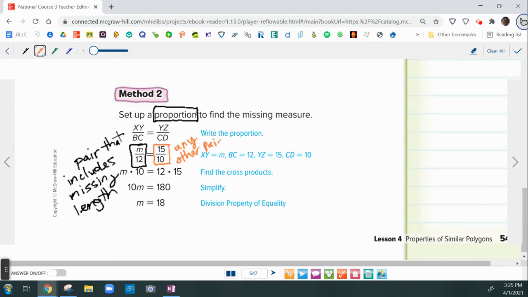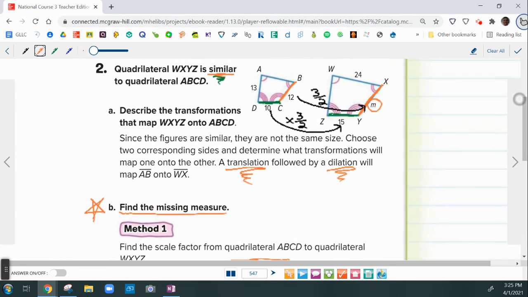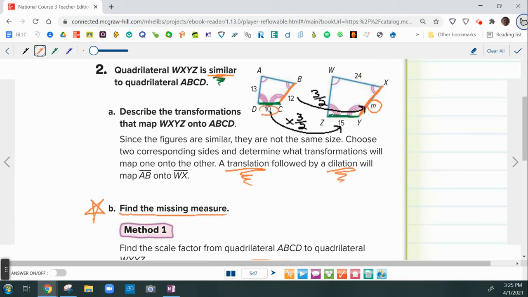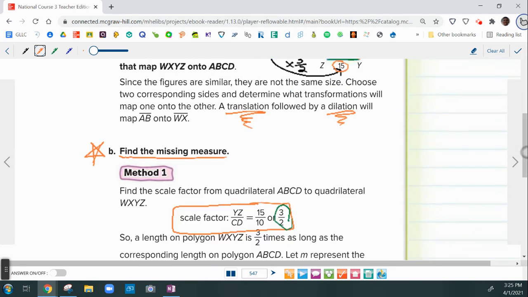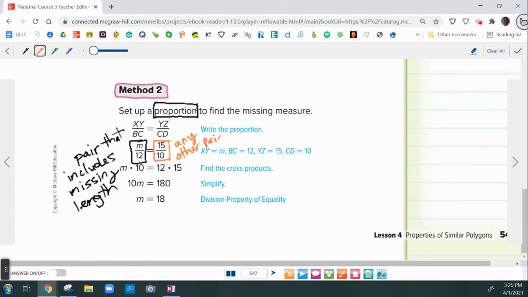Now they have to correspond. So you can pick any other pair. They just happen to choose the same ones from the one above. They chose these corresponding sides here and here and made that ratio. All right, well, how do we solve this?